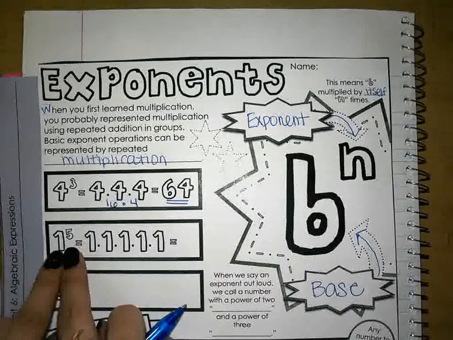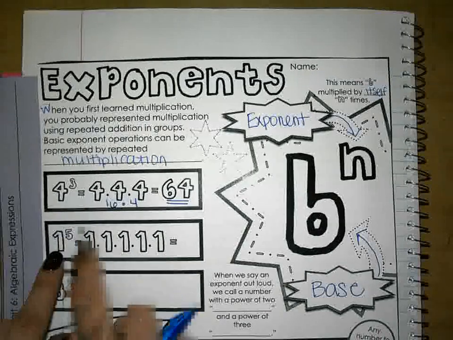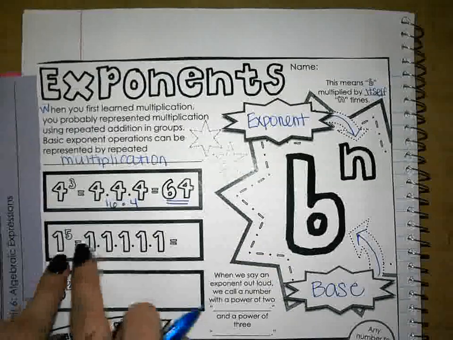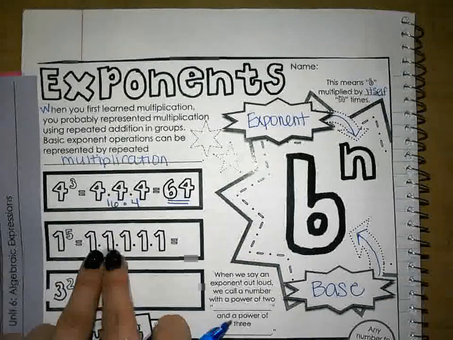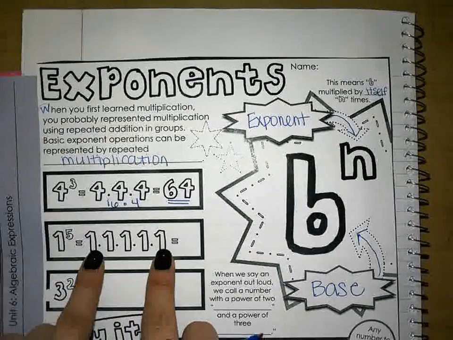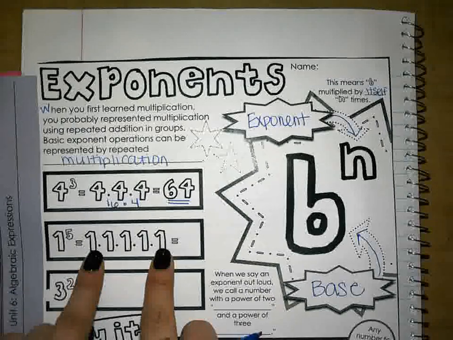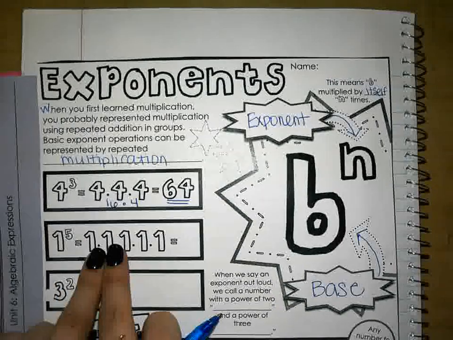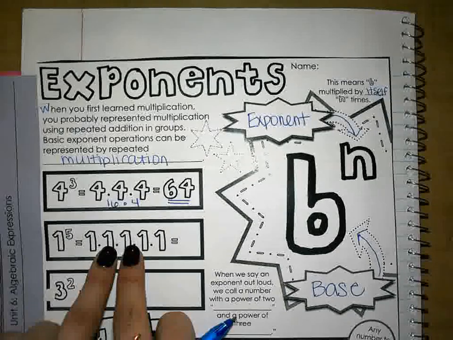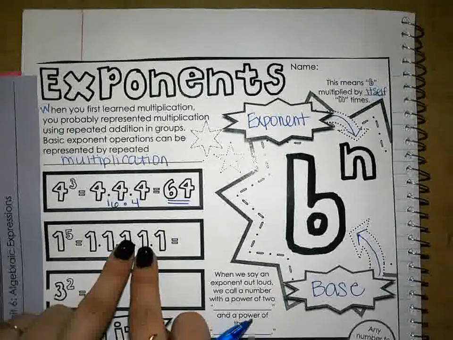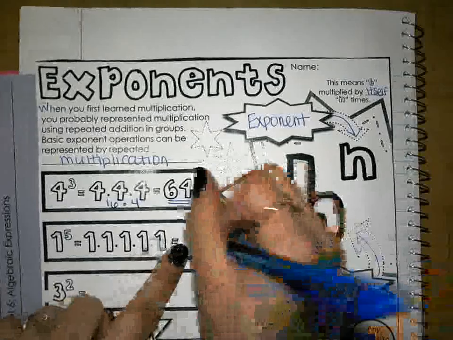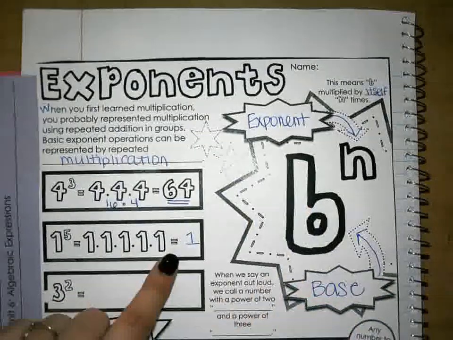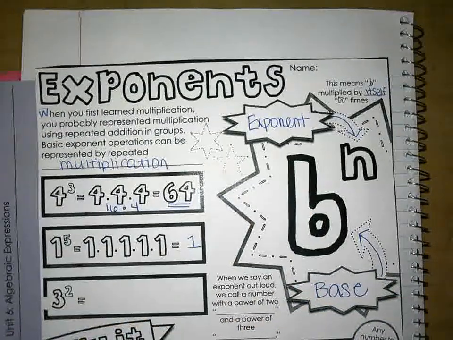So here I have what? How do I say this? 1 to the 5th power. What does that mean, everyone? 1 to the 5th power. 1 times 1 times 1 times 1 times 1. So 1 times 1 is 1, and 1 times 1 is 1, and 1 times 1 is 1. So my answer is 1.